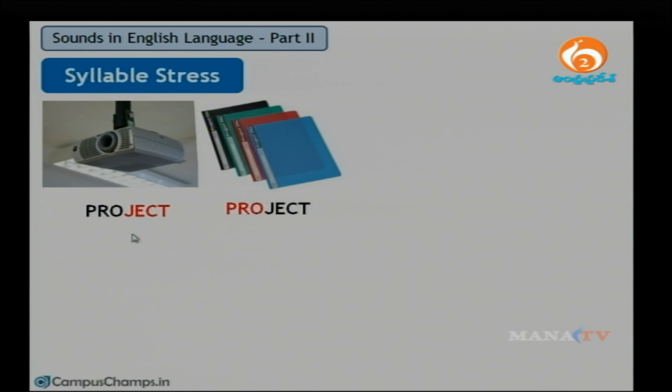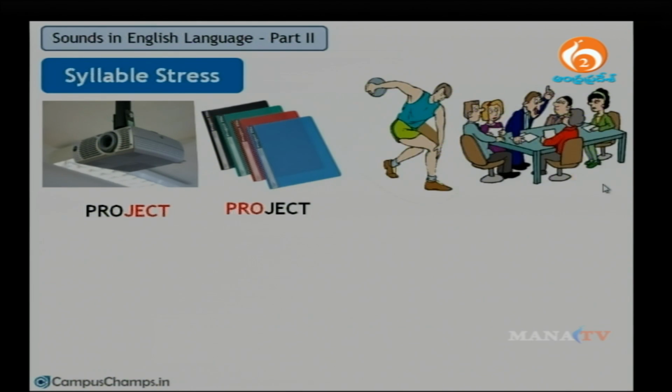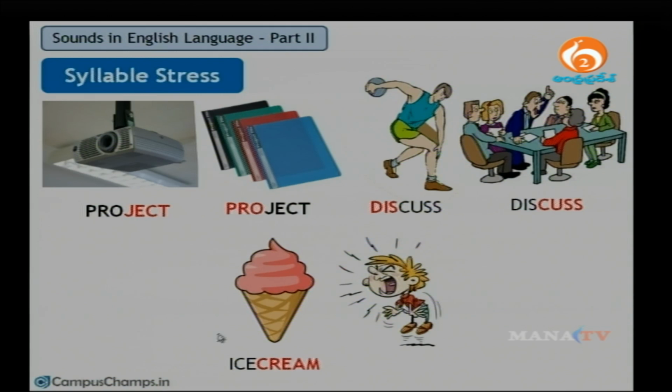When your stress is on the second syllable, it is a verb. When the stress is on the first syllable, it's a noun. For example, the discus thrower, discus, which means my first syllable, it's a noun, second syllable, it's a verb, discuss, let's discuss, and let's go to the field to see some discus throw. Third one, ice cream. When I say ice cream, this is a noun. Alright, so when you shift the stress, the meaning changes.